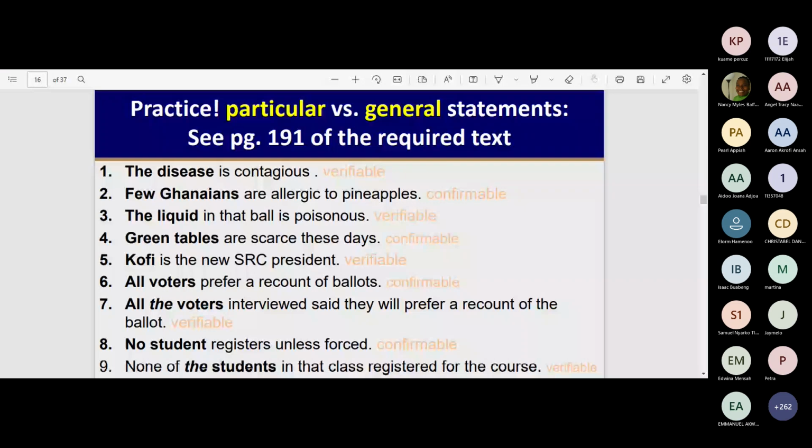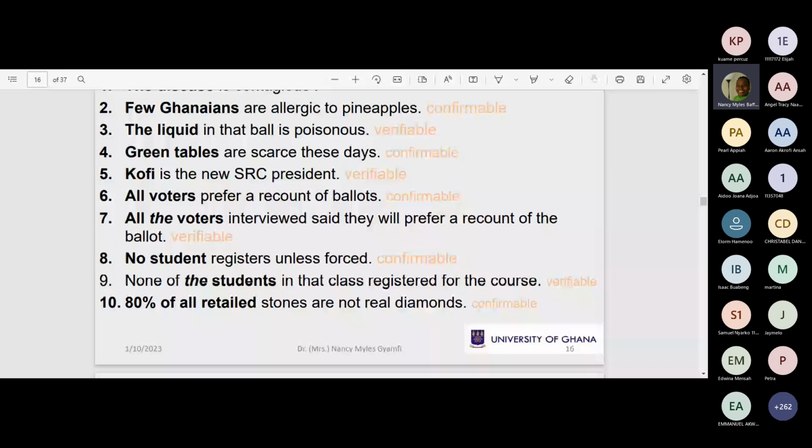Let's look at example 10. 80% of all retail stores, yet the person says 80% of those. So you will see that it will be statistical. I'll take my time and help you see it.